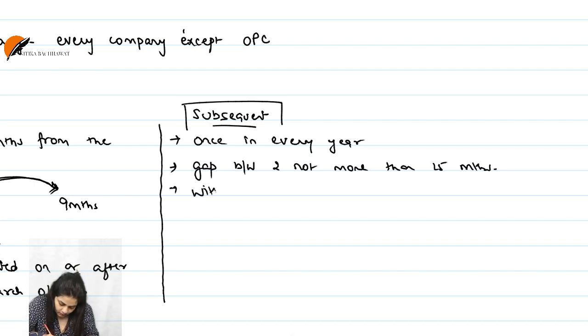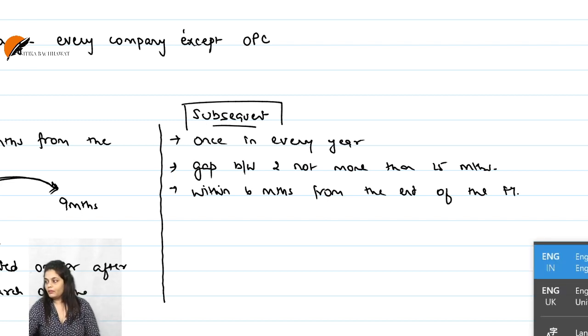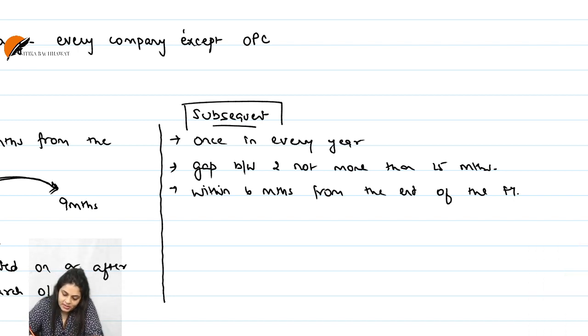And within 6 months from the end of the financial year, right? Within 6 months from the end of the financial year. Now see, if you notice, here I have written financial year, here I have written year. Is there a difference? Well, if you have studied General Clauses Act, if you have not, don't worry, we have that chapter in our syllabus, so we'll be doing that also.